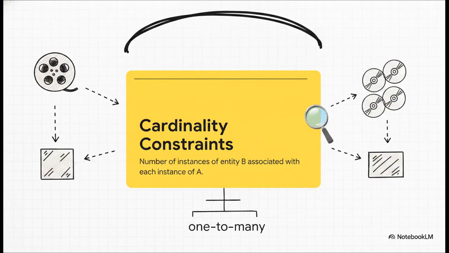To put that into perspective, imagine a media database. A single extended edition movie entity might link to, say, 3 or 4 physical CDs. That maximum limit right there, that's our cardinality.